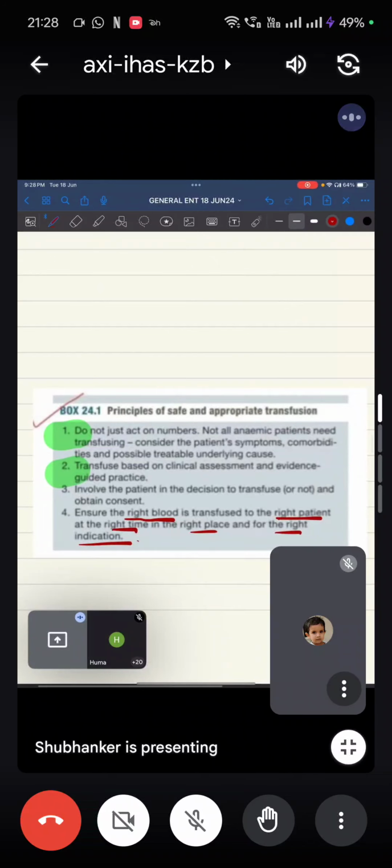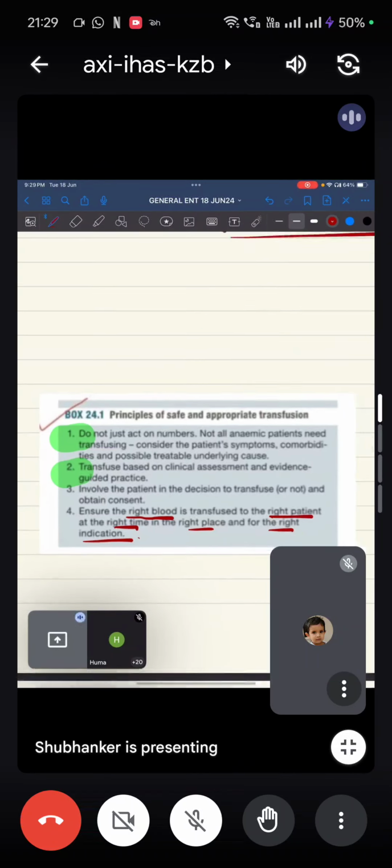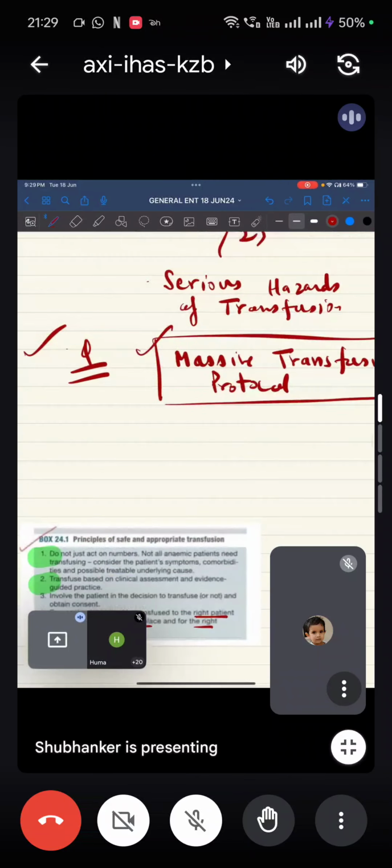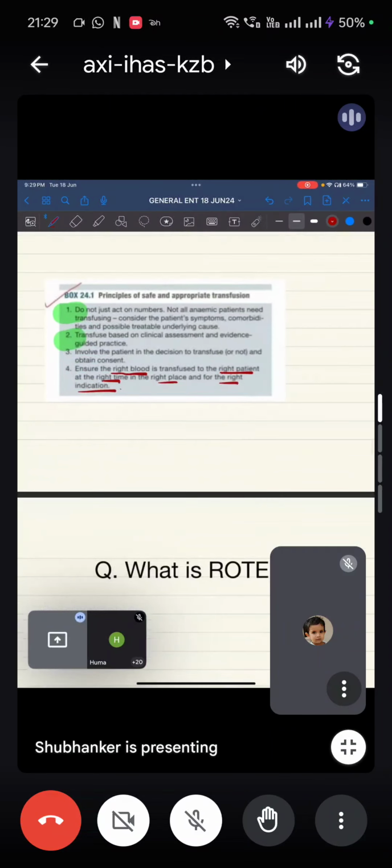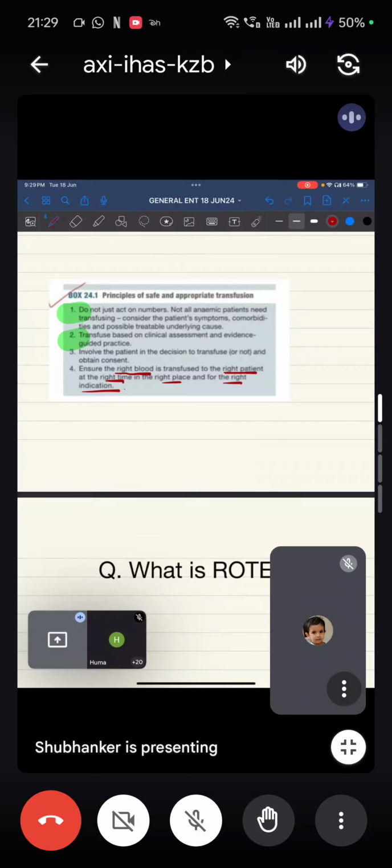Read this thing. Anybody? Volunteer? No. So I'll read it. Ensure the right blood is transfused to the right patient at the right time in the right place for the right indication. Isn't it seeming like that tongue twister, Chandu ke chacha ne Chandu ki chachi ko? Please remember this. If God is kind on us, you will find this in your OSCE, and then you'll remember me when you get these 2 marks.